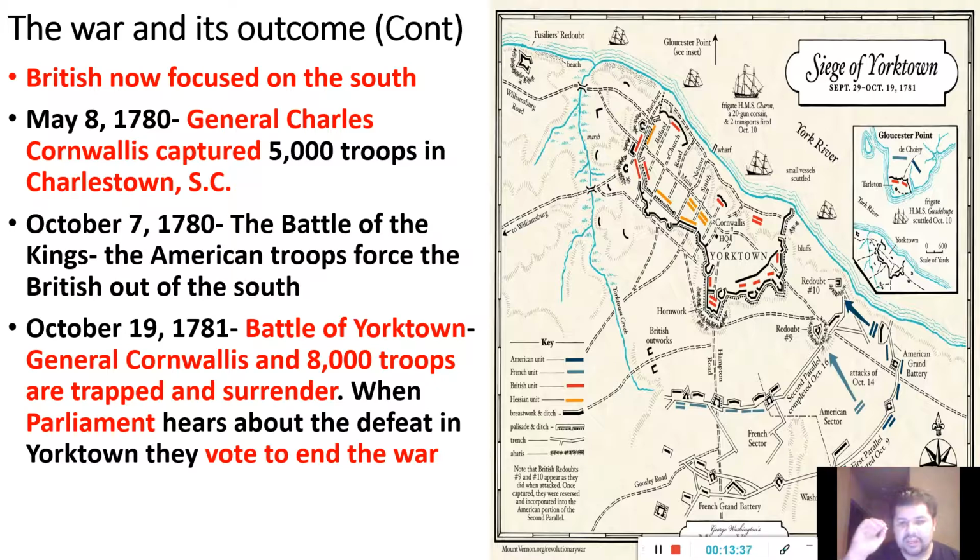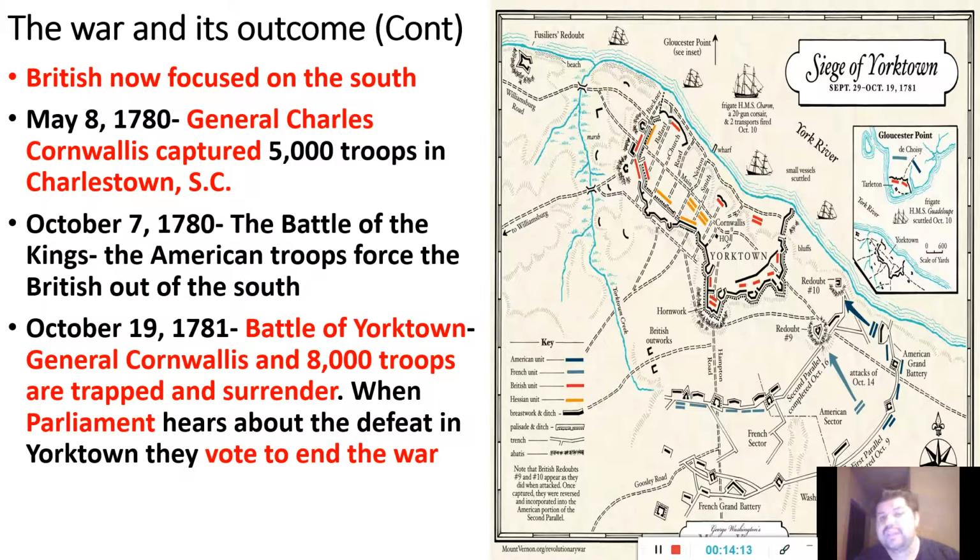We're shooting our guns and our cannons at them at Yorktown, but the French actually have ships out here in the water, and they're just bombarding the fort. So October 19th, 1781, the Battle of Yorktown, General Cornwallis and 8,000 of his troops surrender. They're basically out of ammunition, they're out of food, water, things like that.